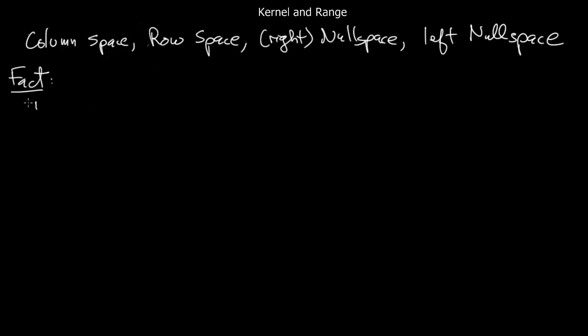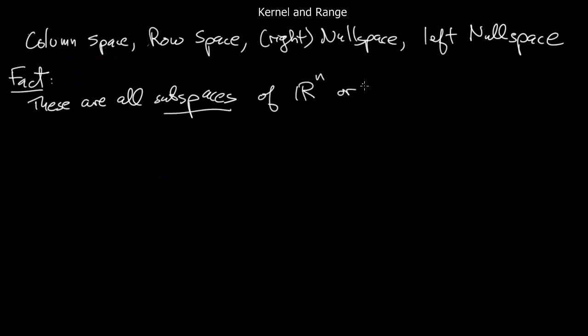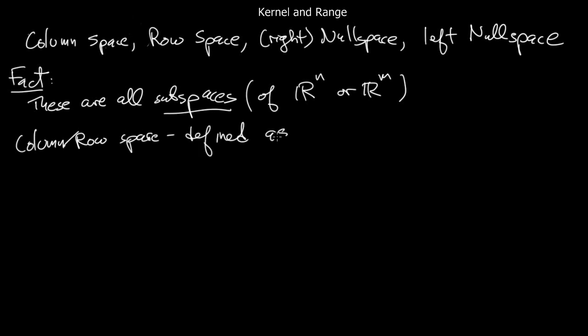So let's talk a little bit more about these. A basic fact is that each of these things is, as indicated here, in fact a subspace of Rm or Rn, depending. And why is that? Why is the column space a subspace of Rm? Well, it's defined as the span of the columns, and similarly the row space is the span of the rows, and anything that's defined as the span of a bunch of vectors is automatically a subspace. So there's nothing more to say there.